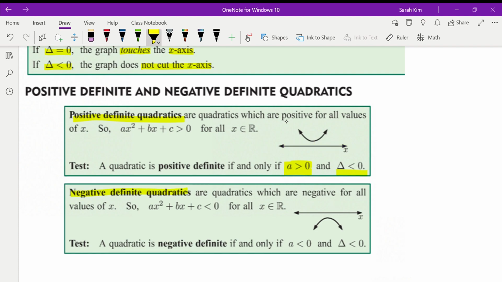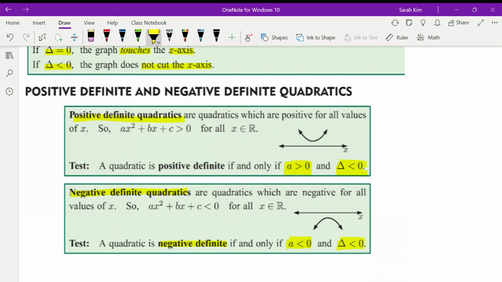A negative definite quadratic looks really similar. The x-axis does not cut it, and it's concave downwards. One's just going up, one's going down. In order to satisfy negative definite, a is less than 0, so it's concave down, and the discriminant is also less than 0.